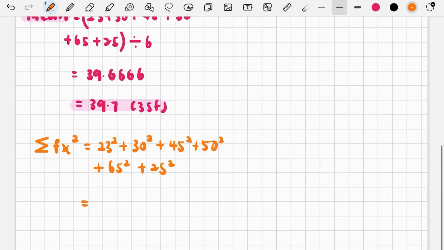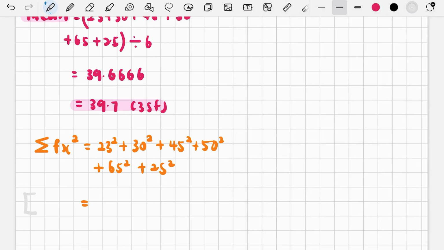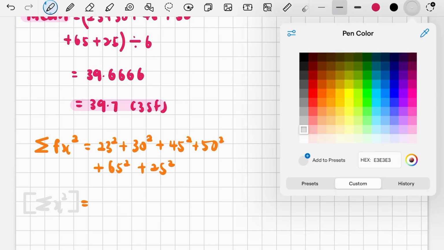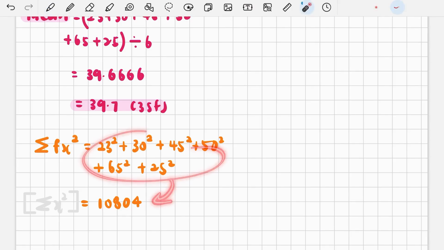Then the best part is, you can actually find this from your calculator. When you key into your calculator, you get a lot of things, which is this one here. I'm just going to do it in gray. This one is this one in your calculator. So you can just take the value from your calculator, 10804. This is what you have. But you try to key it in, just to check, make sure it's correct.